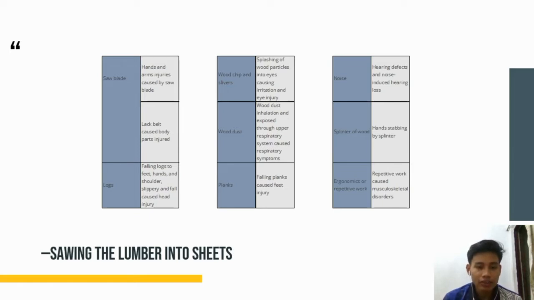The next hazard is from planks that fall and cause foot injuries. The next hazard is noise that will affect hearing and induce hearing loss. The next hazard is the splinters of the wood that will cause hand stabbing by the splinter. And the last one is ergonomic or repetitive work that will cause musculoskeletal disorder.